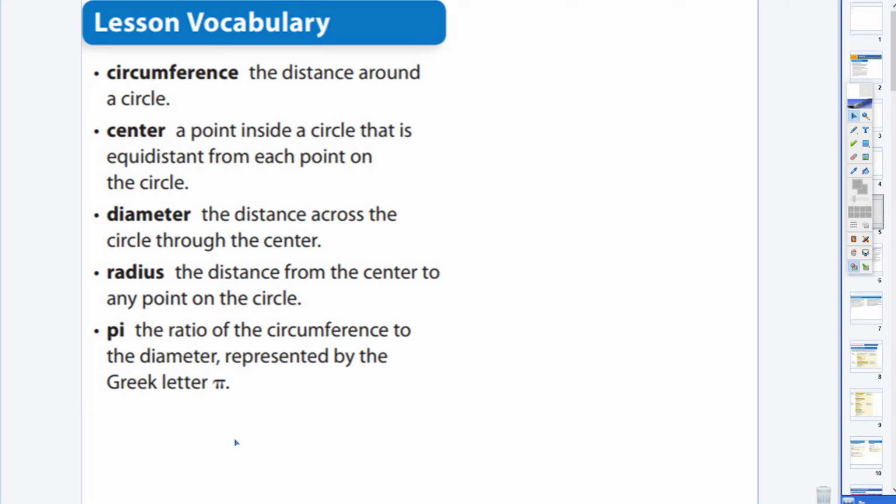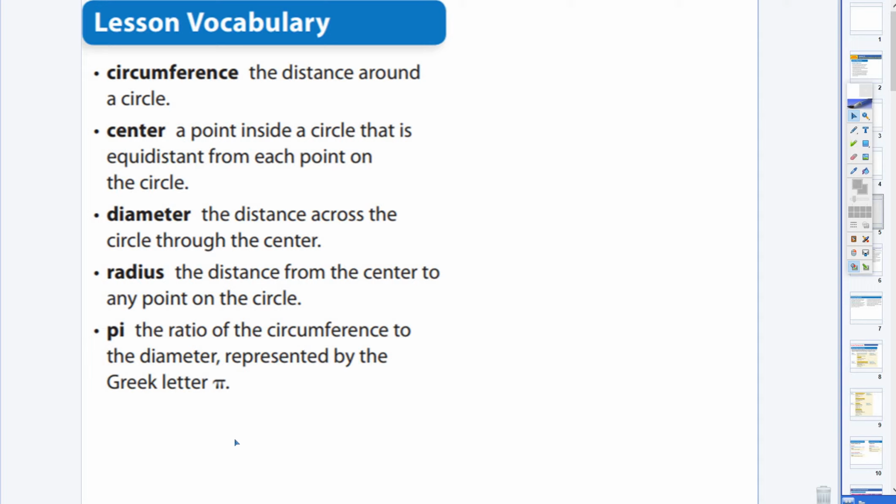Circumference. It's the distance around a circle. Center. A point inside a circle that is equidistant from each point on the circle. Diameter. The distance across the circle through the center. It has to go through the center. Radius is the distance from the center to any point on the circle.